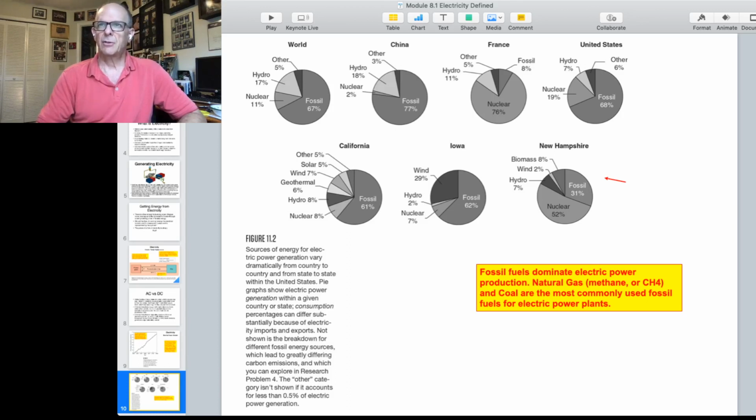So the balance of these things varies from place to place, and it just shows that you can reduce the dependence on fossil fuels and have a greater fraction of electricity generation from some of these other resources we've talked about.